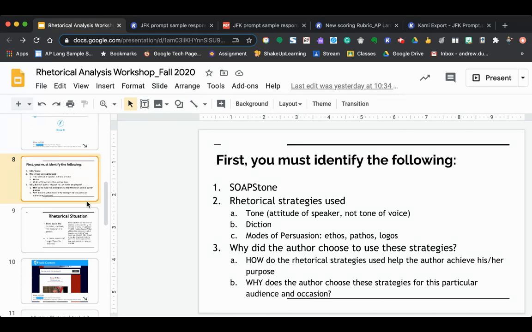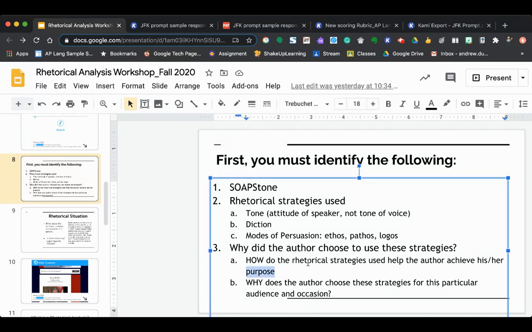What the AP scoring panel is looking for is how you develop the strategies that the author uses in the speech or the text. How do you effectively analyze these strategies? And can you bridge connections to their purpose and to their audience and the occasion? That is what AP writing is about. That's what these AP scoring panels are looking for.